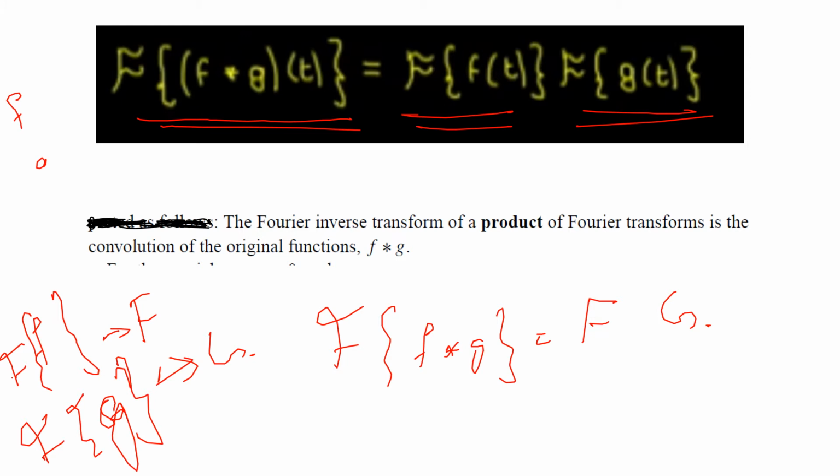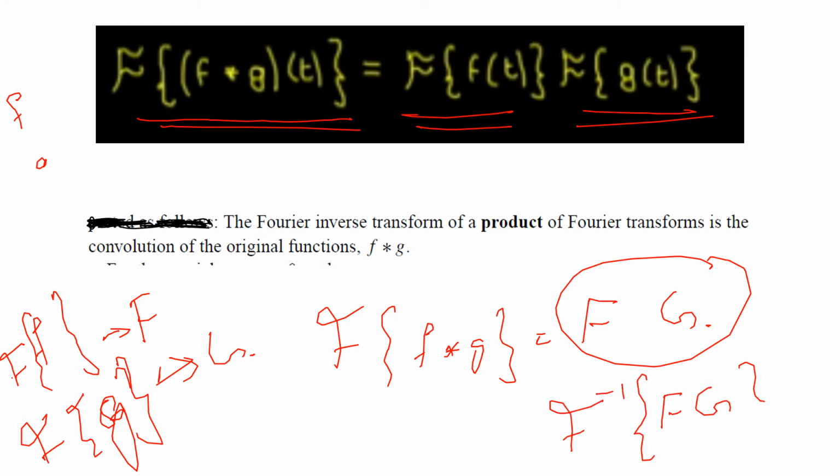This can be stated in another way also. The inverse Fourier transform of the product of Fourier transforms: take the inverse Fourier transform of that, and that will give you the convolution of the original signals. That means the inverse Fourier transform of the product of Fourier transforms is equal to the convolution of the original signals. Okay, these are the two ways to express the convolution theorem for Fourier transform.